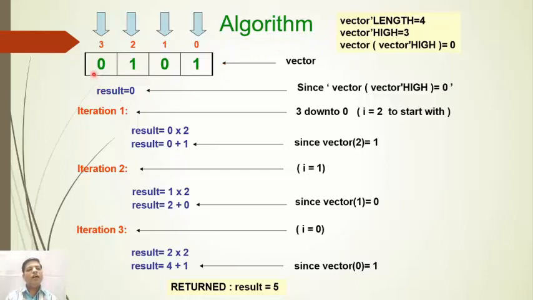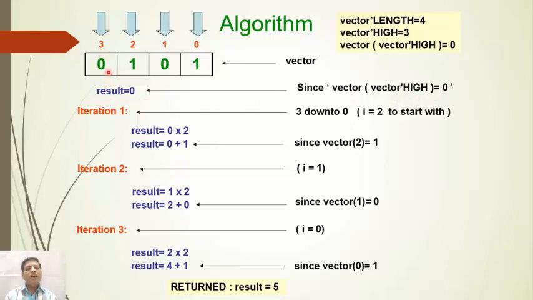Now the result is equal to 0. Initially we consider the result is equal to 0 for that particular case. Since vector of vector'high is equal to 0, we have considered vector of vector'high is equal to 0. Here vector'high is equal to 3, so for that result is equal to 0.